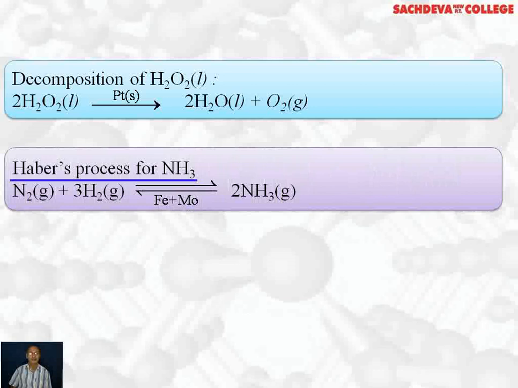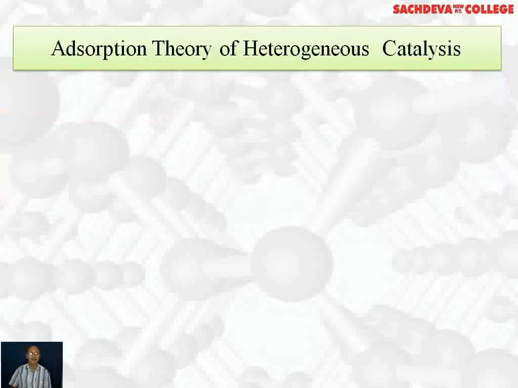Haber's process for manufacture of ammonia. Here iron is used as a catalyst, which is solid, and molybdenum is used as a promoter. Promoter means that it increases the activity of the catalyst. Nitrogen is a gas, hydrogen is a gas, and iron and molybdenum both are solid. That is why this is an example of heterogeneous catalysis.